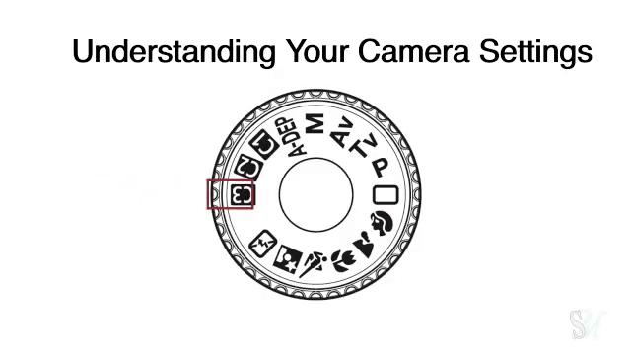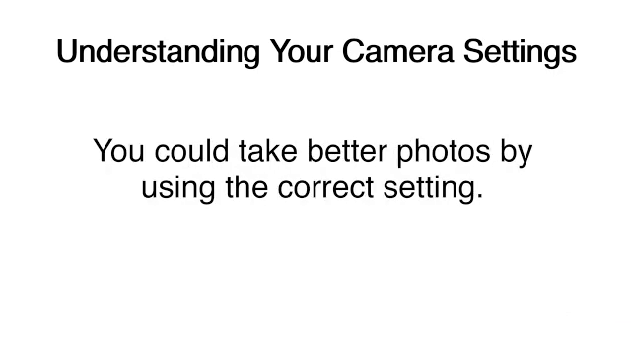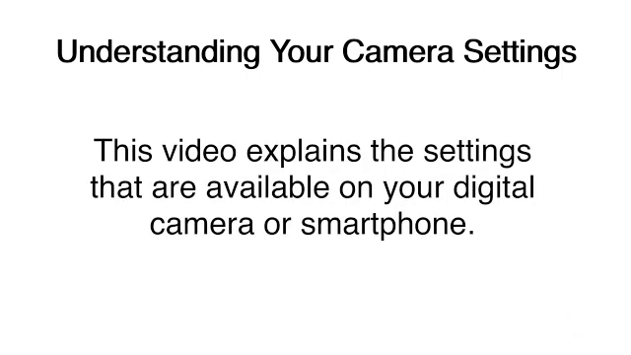Understanding your camera settings. Most people just use the auto setting when taking a photo. You could take better photos by using the correct setting. This video explains the settings that are available on your digital camera or smartphone.